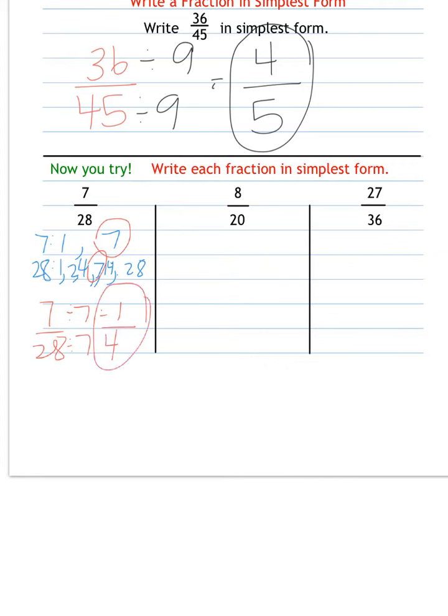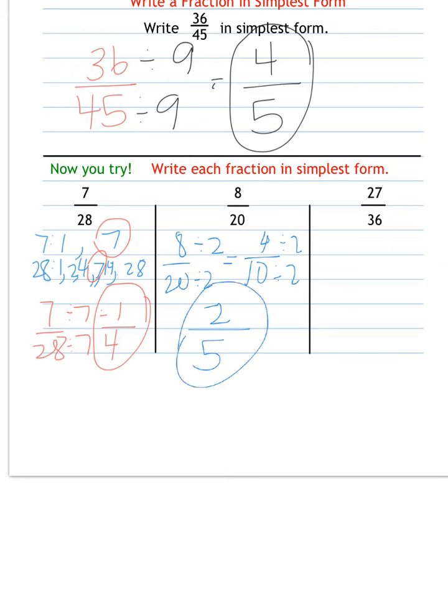All right, this next one here, I'm going to go ahead and divide by numbers that I know both go into here. So I know both of these can be divided by 2. 8 divided by 2 is 4. 20 divided by 2 is 10. Now I look at this and I know again they're both even, so I can divide them again by 2. 4 divided by 2 is 2. 10 divided by 2 is 5.